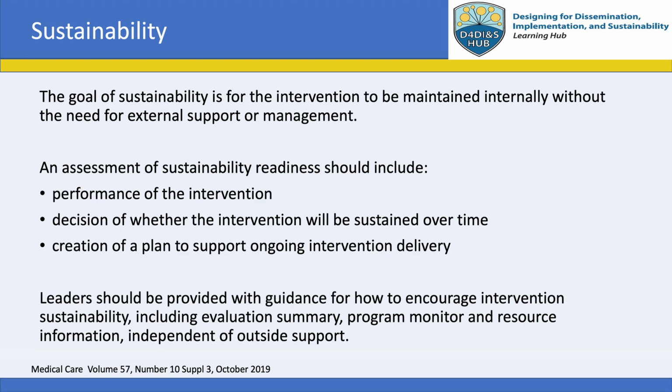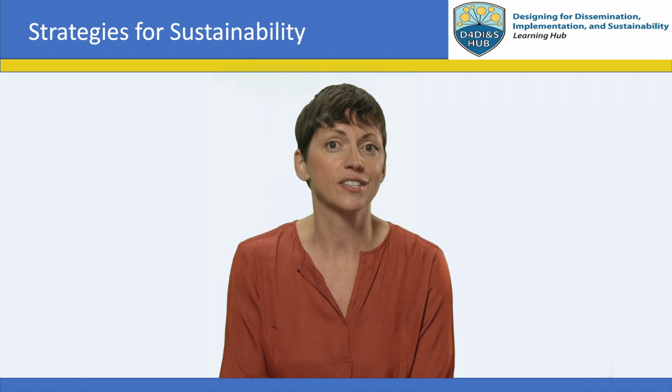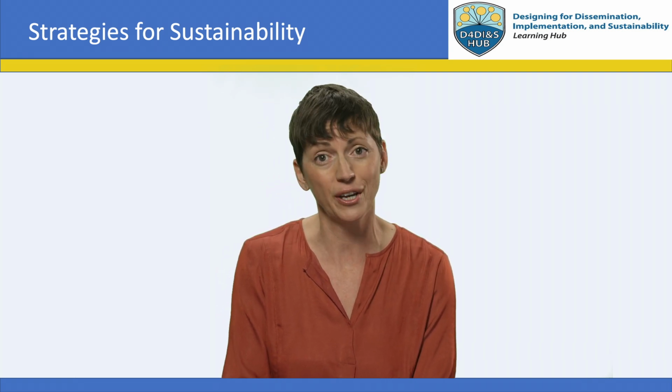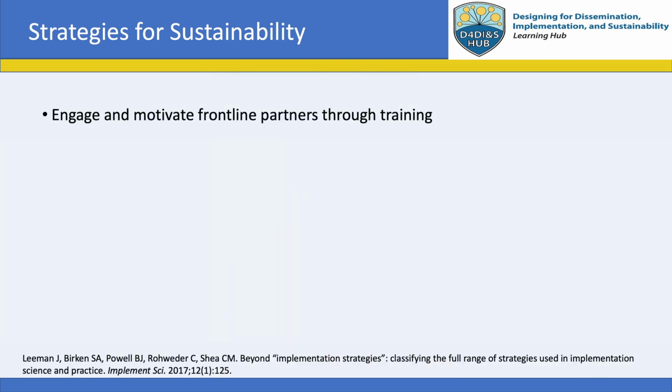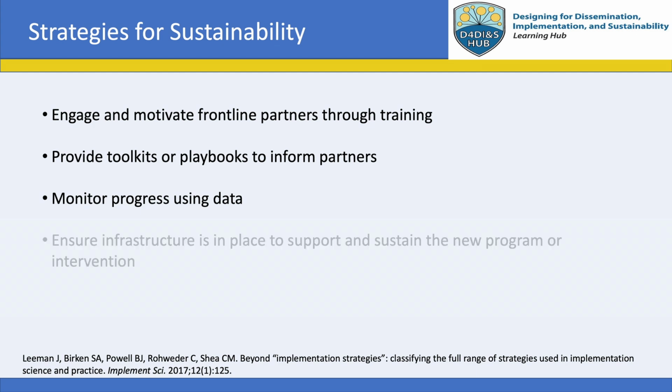Evaluating each domain of PRISM periodically may help. And as the program continues and the context and evidence changes, you may need to make adaptations in order to promote sustainability of your intervention. Now let's look at strategies that may enhance sustainability efforts and help maintain the intervention impact and delivery over time. Strategies that enhance sustainability include engaging and motivating frontline partners through training, providing toolkits or playbooks, using data to benchmark progress, and ensuring an infrastructure is in place to support and sustain your intervention.